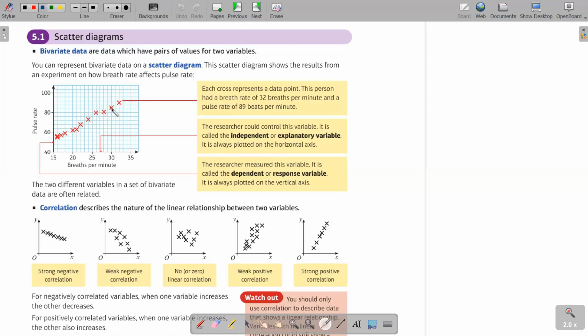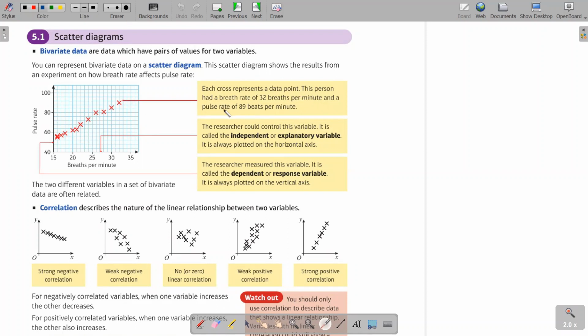So scatter diagrams are what you normally have to work with when you work with data. It's the simplest diagram that you have. They say here that each cross represents a data point. You understand, right? Every single cross represents a data point. Maybe it's one person that you have surveyed. Every cross represents an individual person.